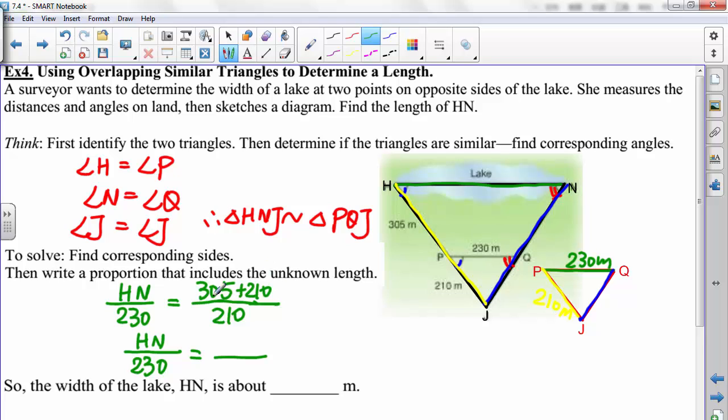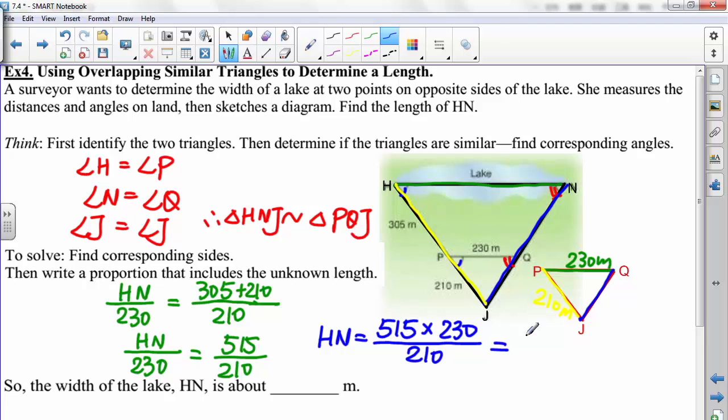So let's solve for the missing length in this proportion. I will find the sum on the top. So 305 plus 210 is 515 over 210. So we will cross multiply to find the missing length HN. So HN should be equal to 515 times 230 divided by 210. We can use the scientific calculator to help us find the final value, which is 564.05 meters. So the width of the lake HN is about 564.05 meters.